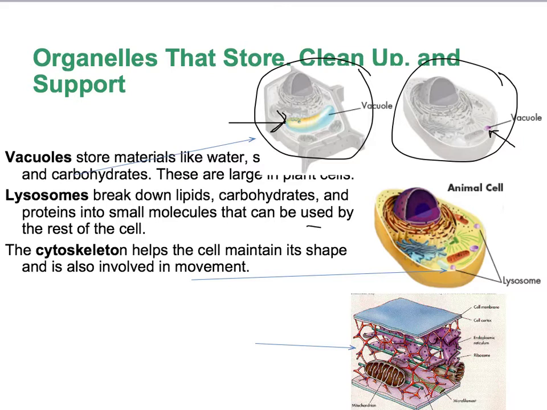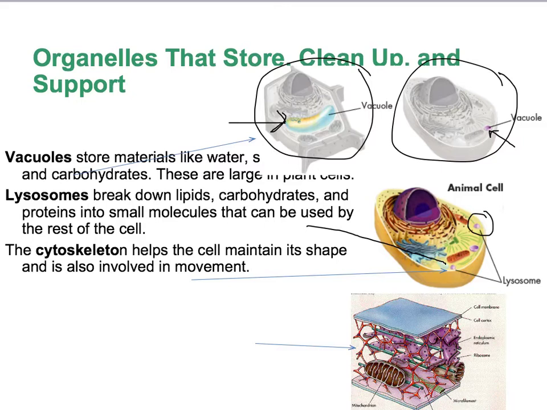And we have lysosomes, which you can see here, the little purple guys. These break down lipids, carbohydrates, and proteins into small molecules that can be used by the cell. They often contain enzymes on the inside. You remember enzymes speed up reactions and help to break things down. So these are kind of like the garbage disposals of the cell. They take care of everything and break everything down. They also get rid of old organelles or parts of the cell that aren't being used anymore and dispose of those.